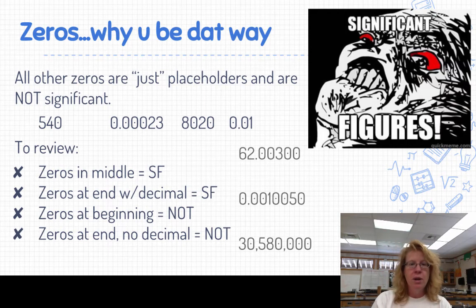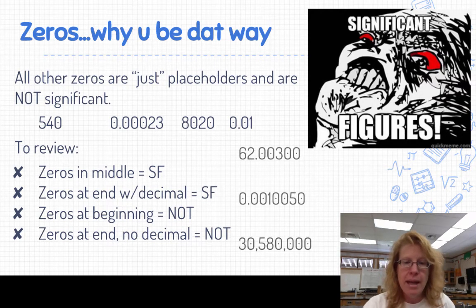So here are 3 examples for you, and I'll let you take a look at these for a second. Hit pause, see if you can figure out how many sig figs are in each of these values, and I'll come back and highlight them for you in just a second. You ready?